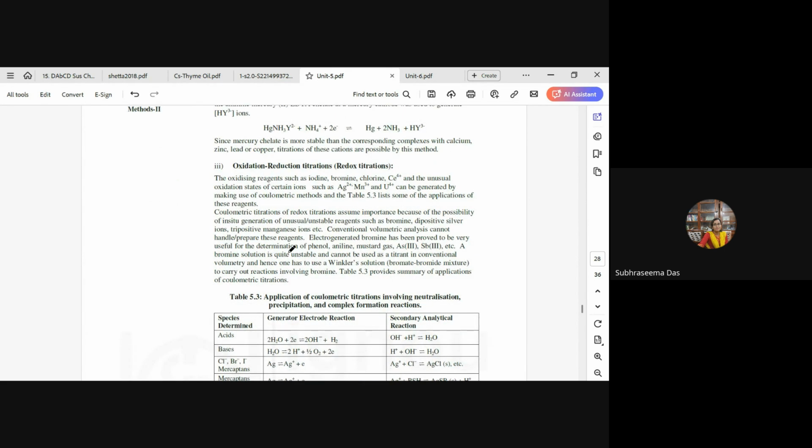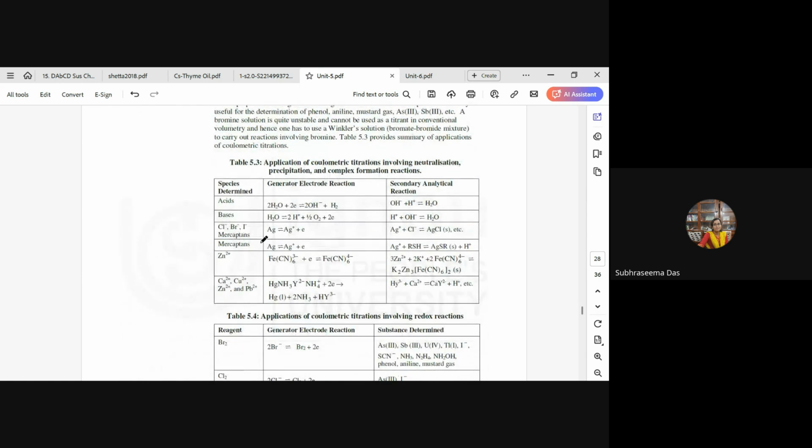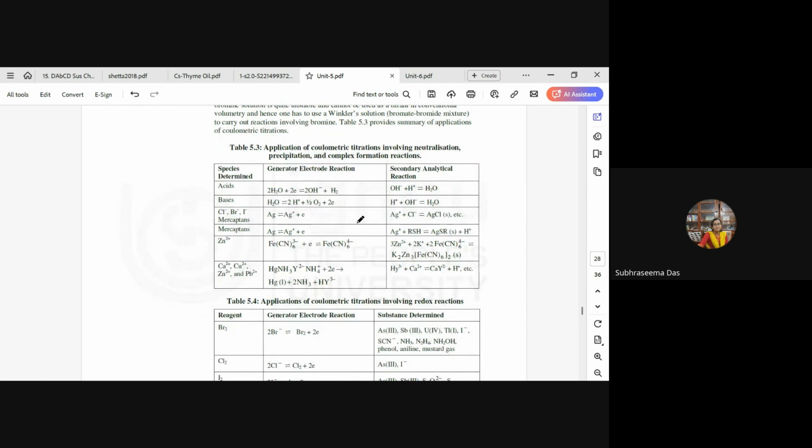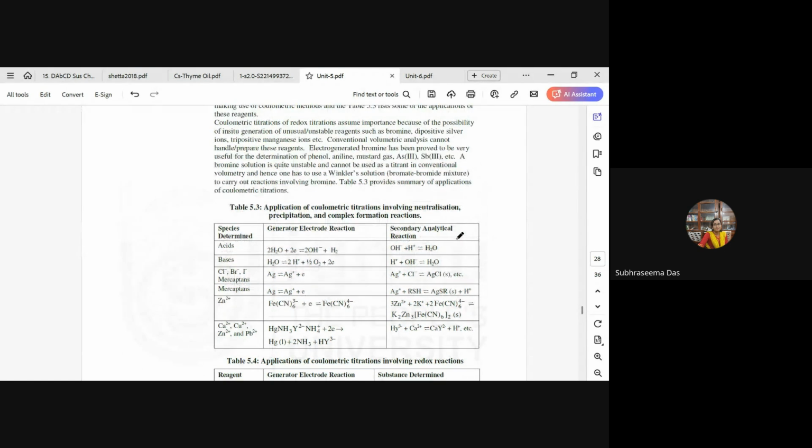Then coming to oxidation reduction titrations. The oxidizing agents such as iodine, bromine, fluorine, and the unusual oxidation states of certain ions like silver 2+, manganese 3+, and uranium 4+ can be generated by such coulometric methods. Here in table 5.3, we can see some of the applications of these reagents. Here, for mercaptans, we can see the generator electrode and the analytical reaction that has been used.